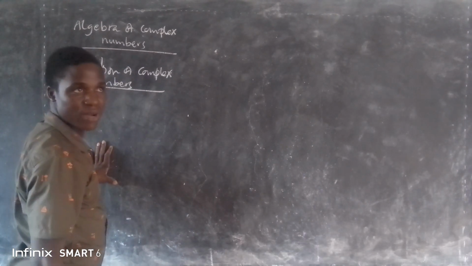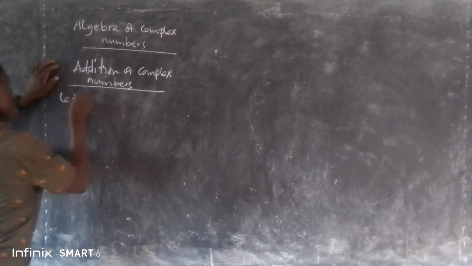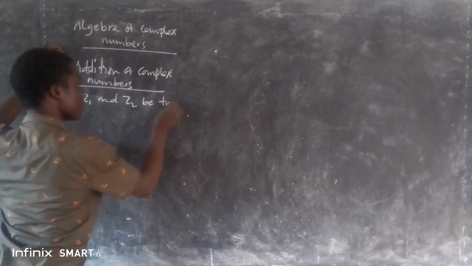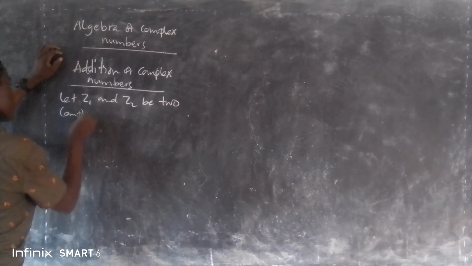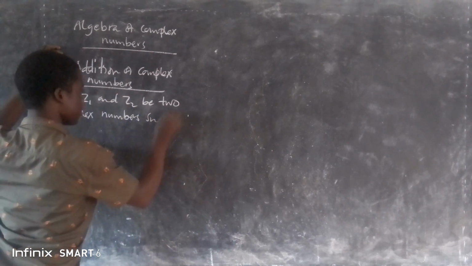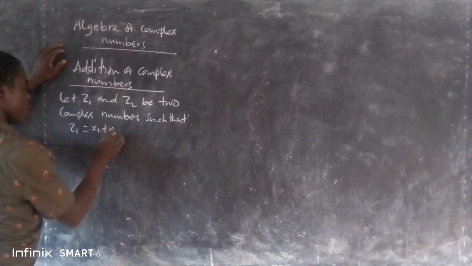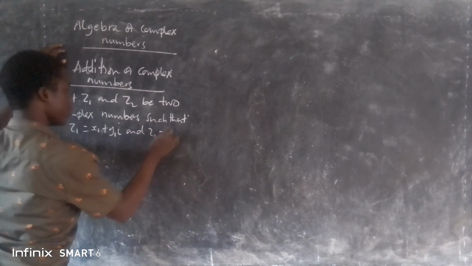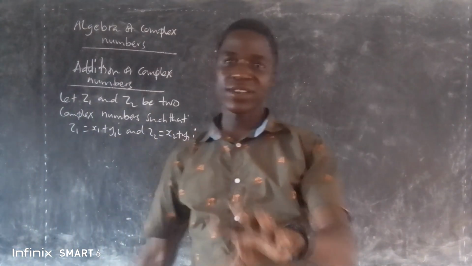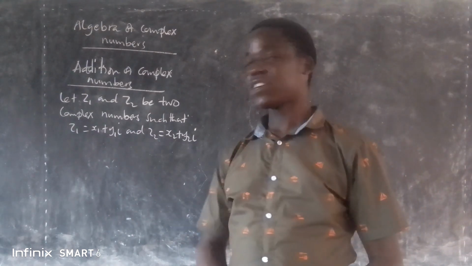What do we do when it comes to addition? Let us assume that we have two complex numbers. Let Z1 and Z2 be two complex numbers such that Z1 equals X1 plus Y1i and Z2 equals X2 plus Y2i. We are having two complex numbers, with Z1 equals X1 plus Y1i, then the other one is Z2 equals X2 plus Y2i.